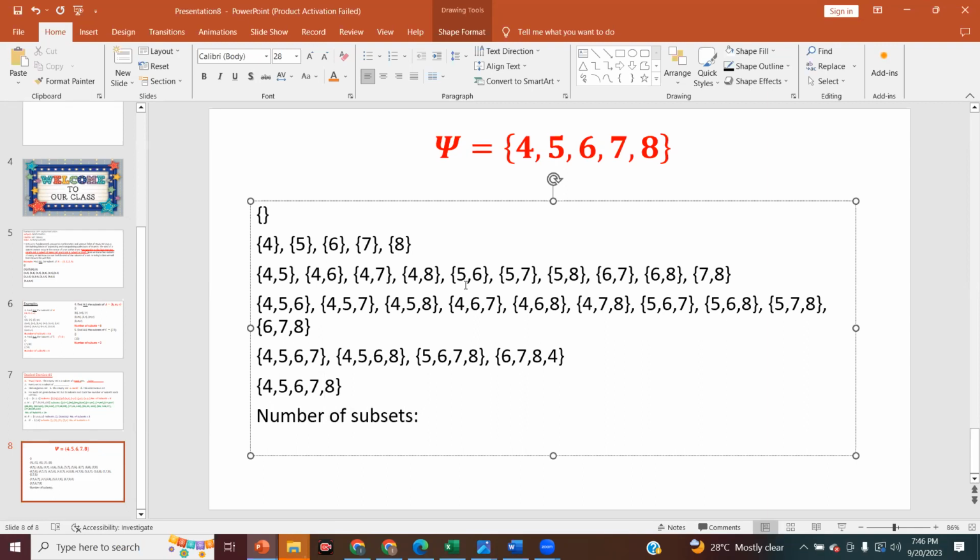So let's count the number of subsets. 1, 2, 3, 4, 5, 6, 7, 8, 9, 10, 11, 12, 13, 14, 15, 16, 17, 18, 19, 20, 21, 22, 23, 24, 25, 26, 27, 28, 29, 30, 31. We're missing one. One more.